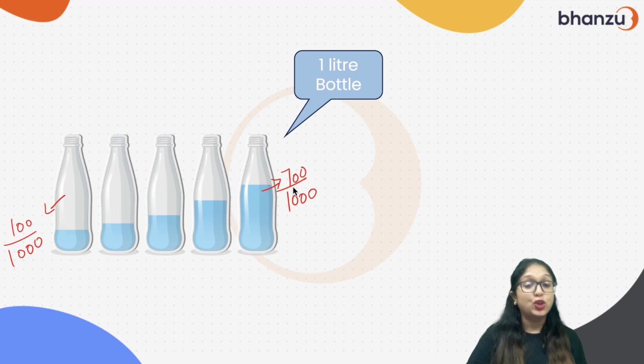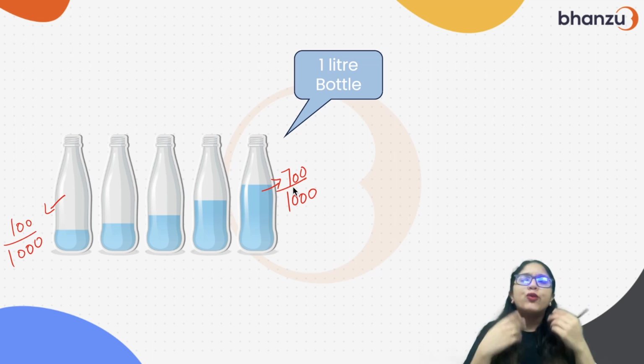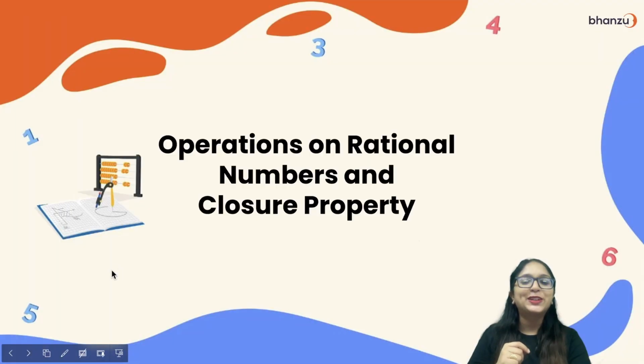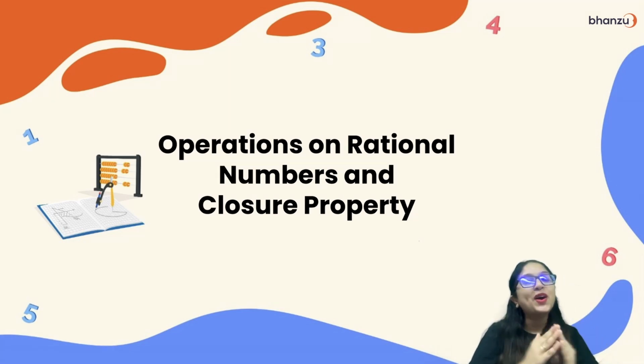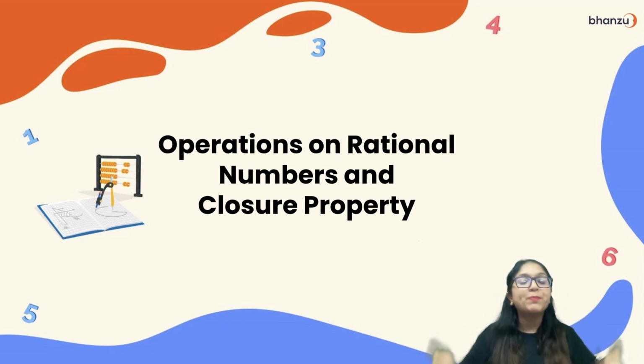Now if I ask you what is the total amount of water in these bottles, how will you tell me? What do you need to know for this? So that is what we are going to learn today, and we are going to talk about operations on rational numbers, and after that we will be moving on to closure property also. Is that clear? Are you ready to learn?